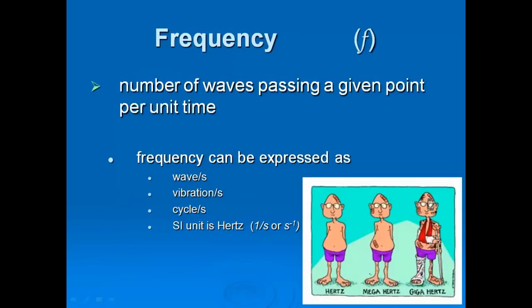Frequency, which is abbreviated with an f, is the number of waves passing a given point per unit time, and it can be expressed as waves per second, vibrations per second, cycles per second, or the SI unit, which is hertz, which we write as 1 cycle per second. Again, that's 1/s, or s to the minus 1, which is just another way of stating that.